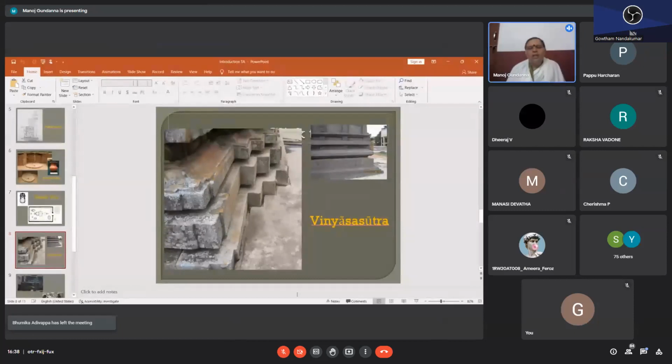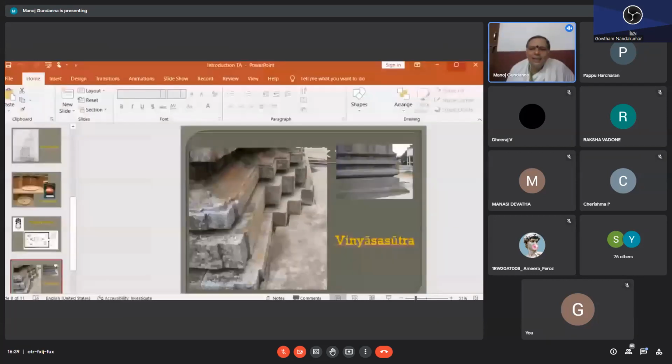Now, next what we have to understand is how were the temple plans done. So this is a picture which shows a Vinyasa Sutra. Vinyasa Sutra means it is the drawing of the temple plan, where the contour of the entire structure will be designed. Now, we saw in the earlier slide how a pit is dug and that is filled. Then the Adhisthana and other parts were built above the ground level.